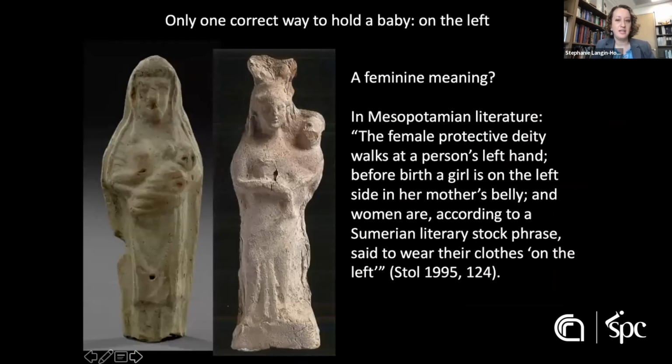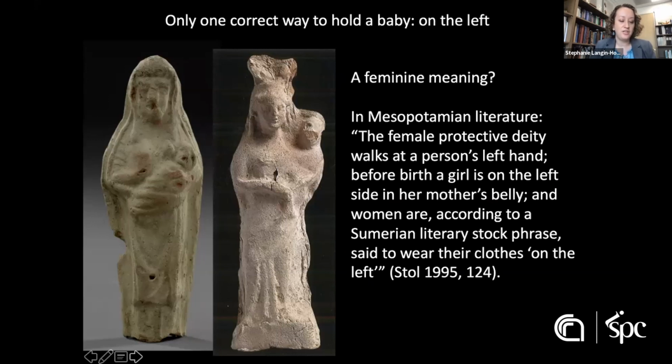Conversely, Mesopotamian ideas of gender equated the left side of the body with the female, and women were said to wear their clothes on the left. Thus, the baby is nuzzled into the more feminine part of the woman's body and nurses from her more female left breast, while the woman's right arm is left free to be strong and powerful.